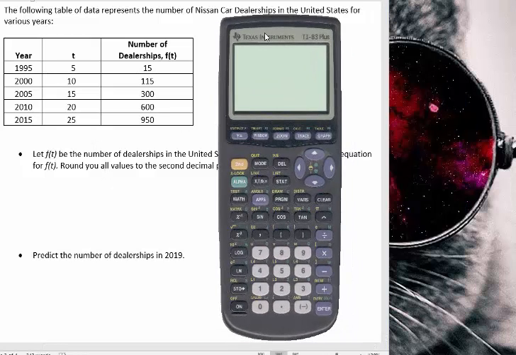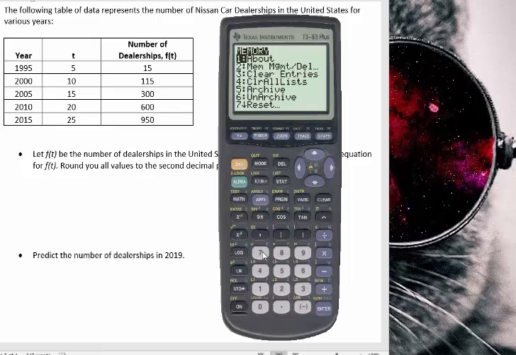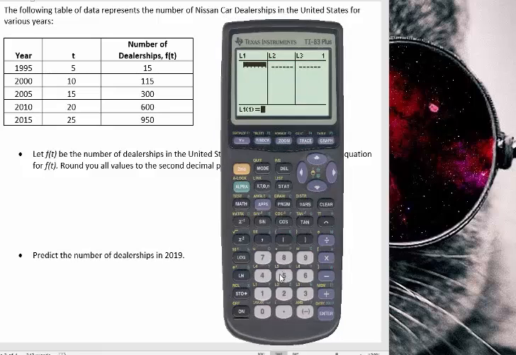Okay, so using your graphing calculator here, I'm going to just reset my calculator. I want to load the data in, so I'm going to hit Stat. Under number 1, I'm going to edit the list. The t variable goes in L1. So 5, 10, 15, 20, 25. And then under L2, you're going to put the number of dealerships.